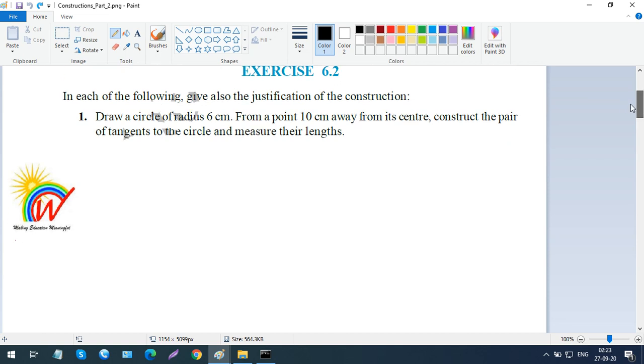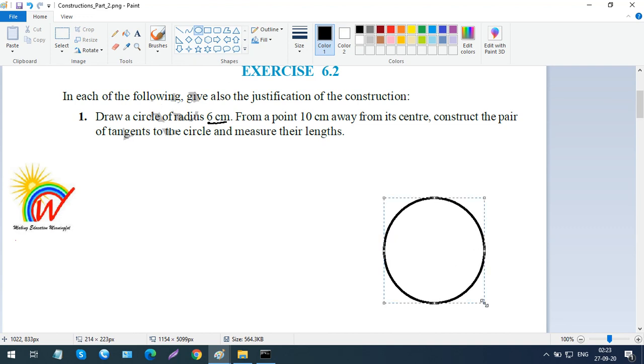So let's see exercise 6.2, the first question. It says draw a circle of radius 6 centimeter. This is a very simple thing, you would have learnt it in your younger classes. You're going to just draw a circle of radius 6 centimeter. So you just have to take your compass, measure 6 centimeter using your scale, and then you draw the circle.